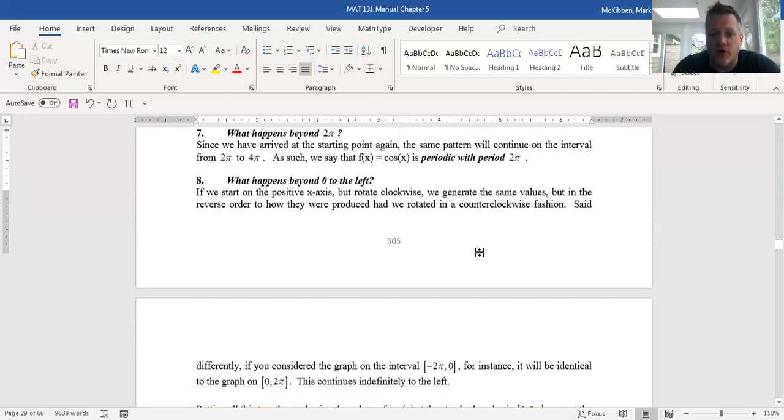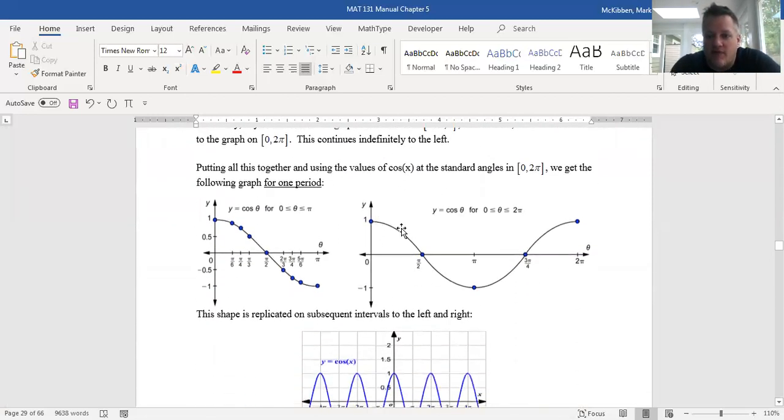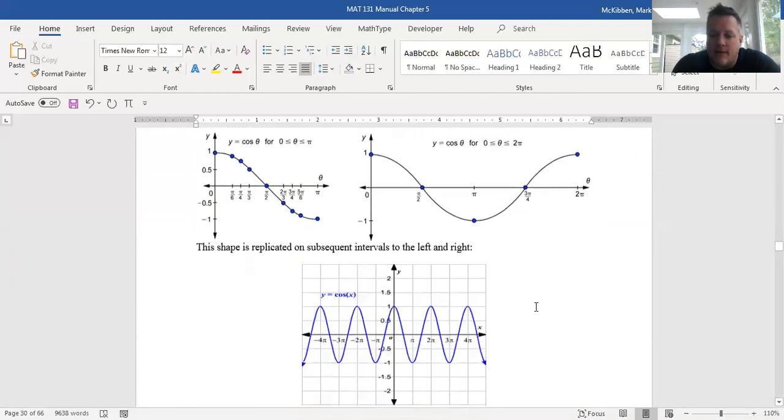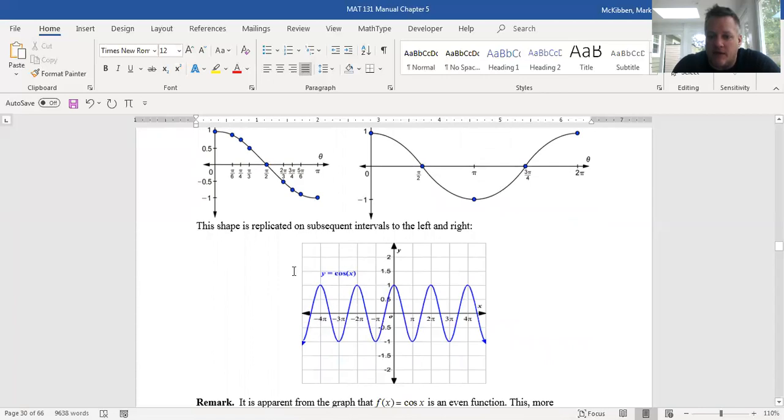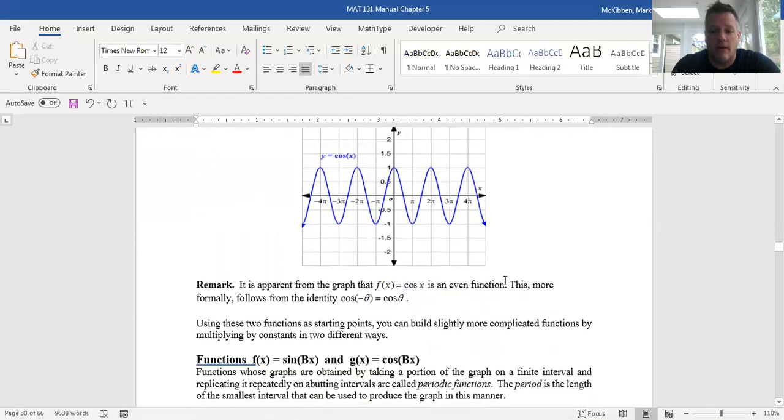Right, and so what you're going to get is a graph that looks like this. So it's like sine moved over a little bit. Right, and if you replicate it on intervals just like we did for sine, that's what you get in this case. All right, so that's how you generate these graphs using the unit circle.